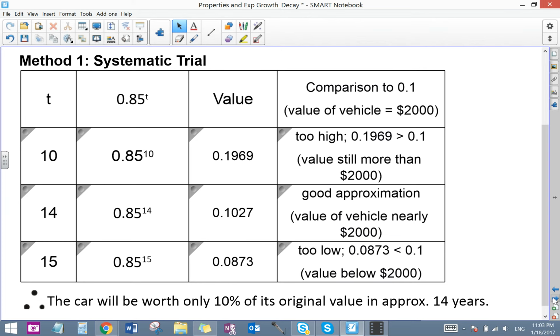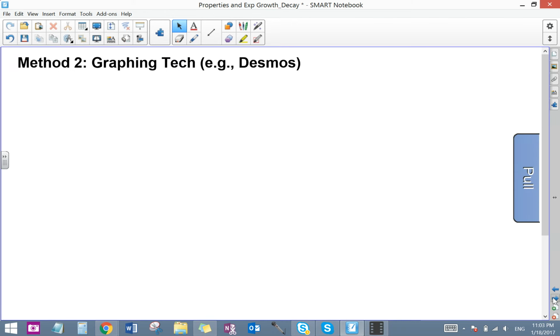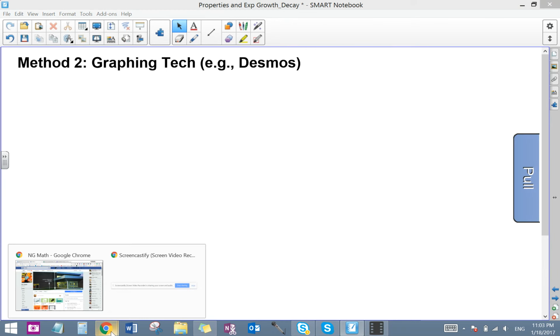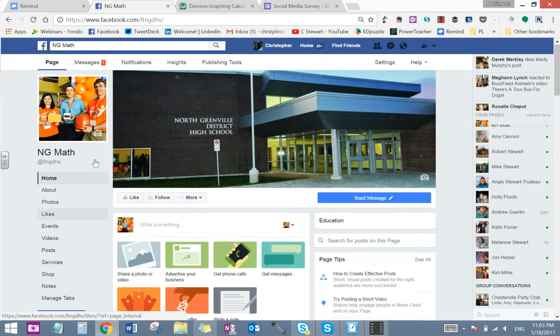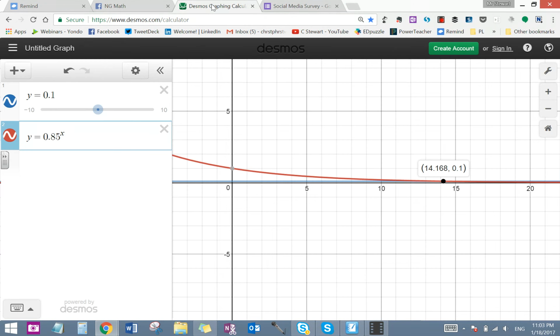Now, if we want to try to add a bit more precision, we can use technology to give us a hand. And I'll take you online right now and show you. Let me bring up Desmos here. There's our NG Math page, by the way. You just need to search NG Math in order to get there. So now let me show you here what I've done.